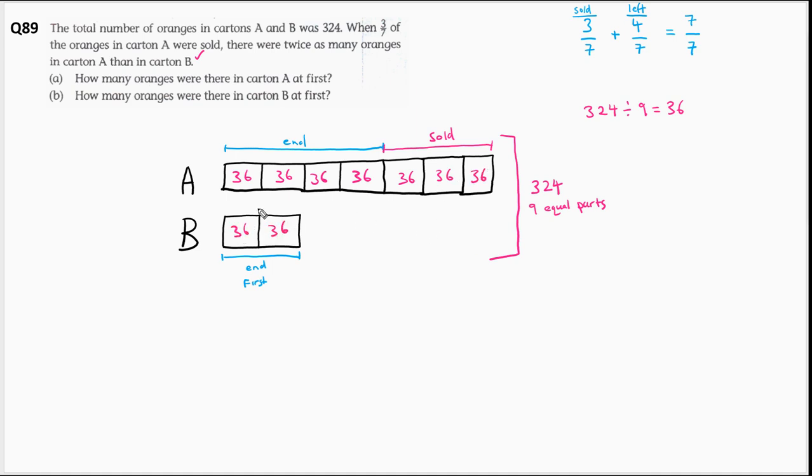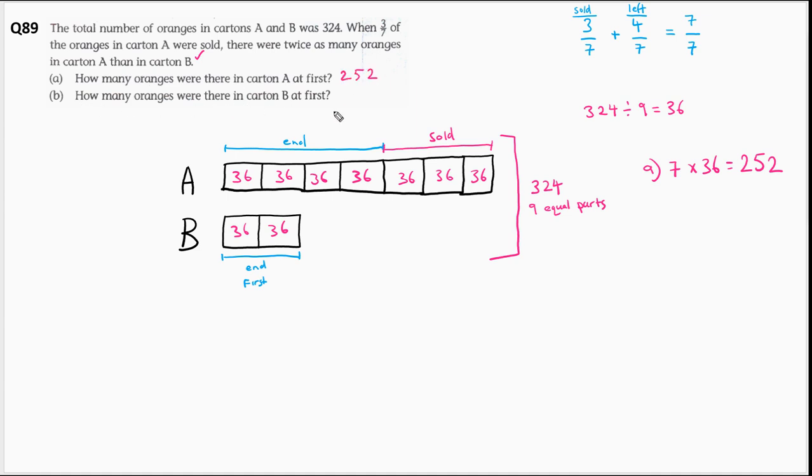Okay, and let's see where our questions are. The questions are, how many oranges were in carton A at first? Well, this is all the oranges that were in A at first. So that's 1, 2, 3, 4, 5, 6, 7. For A, we're going to do 7 times 36, which is 252. So that's the answer to the first question.